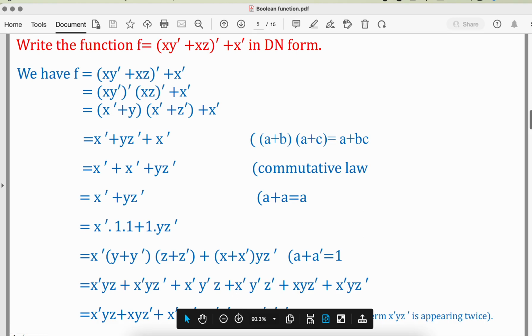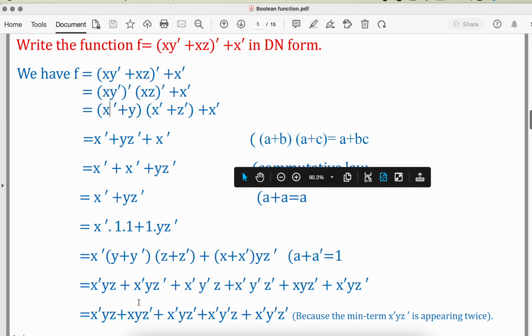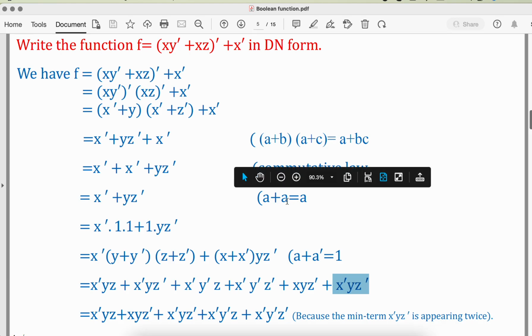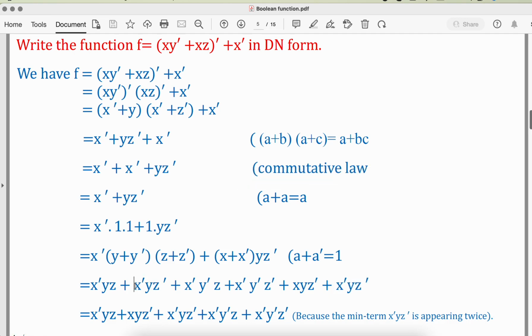So we notice that x dash yz dash and x dash y z dash, these two terms are appearing twice. So also we know that a plus a is a. So we will use it and we will write only one term.